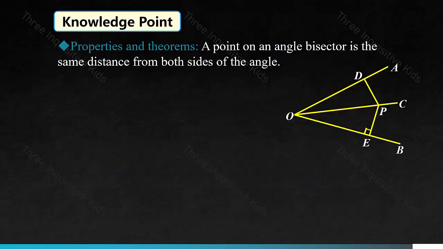Knowledge point. A point on an angle bisector is the same distance from both sides of the angle. This is basically what we just talked about. These two lines are always the same distance. And when you say the same distance, that's the same thing as perpendicular.